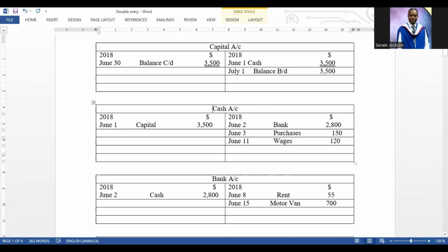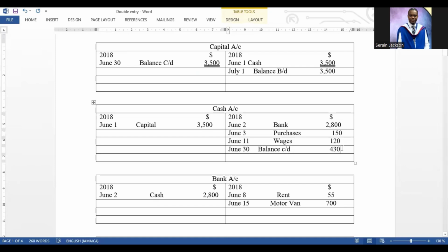The second step now is to subtract the smaller amount from the larger amount. So 3,500 minus 3,070. The difference between both sides is $430. So we have done the second step. The third step is to enter the difference between both sides on the side that has the smallest amount, for the end of the period. That is the balance carried down. So 430. The credit side has the least amount, so we go June 30, balance carried down, and it is $430.